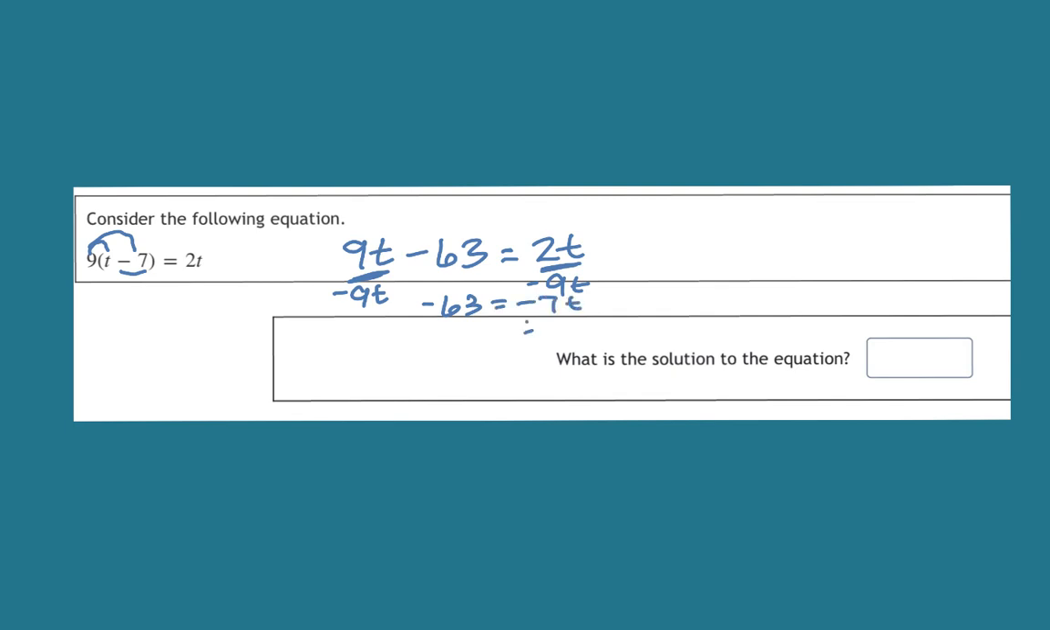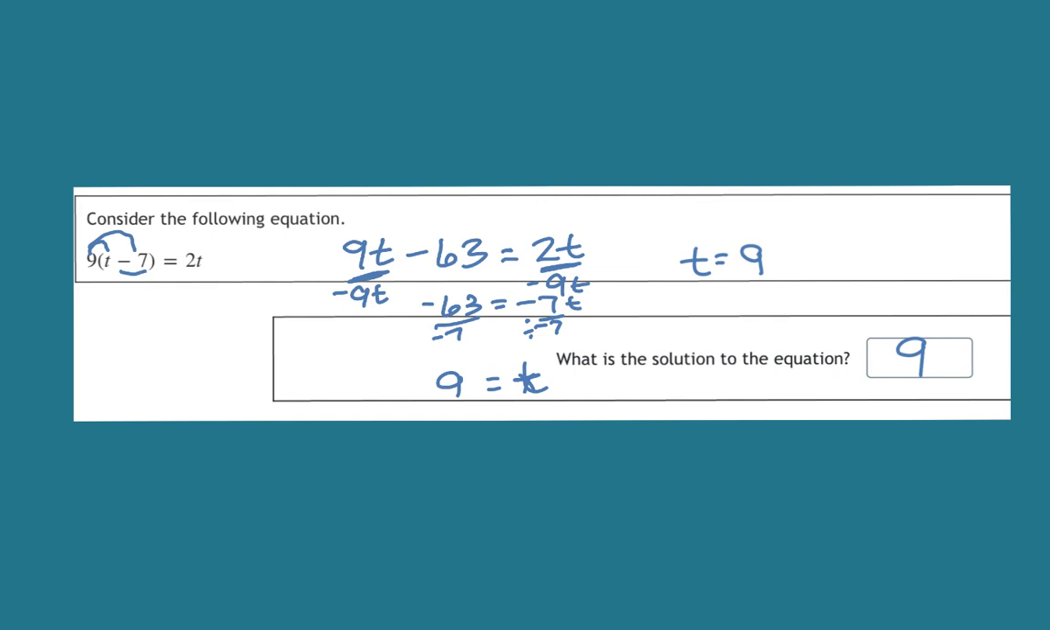Then I need to divide both sides by that negative 7 because I want the t alone, because I'm trying to establish what t's value actually is. And I'm going to get 9 equals t, or t equals 9. So the solution to this equation is 9.